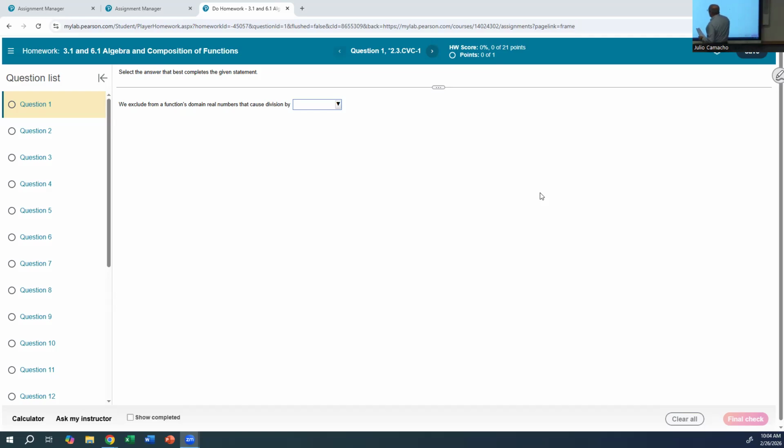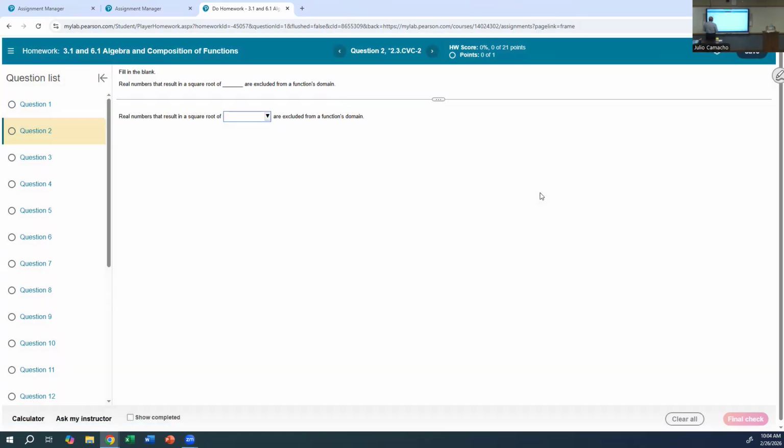Very good. And let's go to question number 2. Question number 2 says the real numbers that result in a square root of what? What kind of a square root we cannot have in an equation? A negative. A negative, because then we cannot use real numbers to solve this equation. We'll have to use imaginary numbers. Notice we also exclude from these all square roots with negative numbers. Yes. Very good. Now let's go to question number 3.